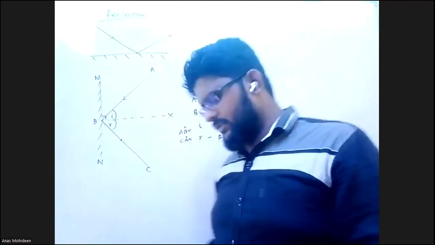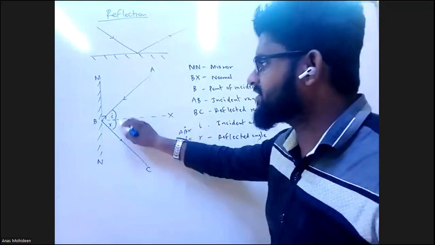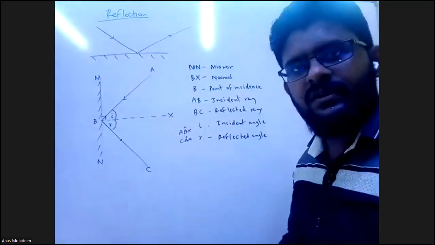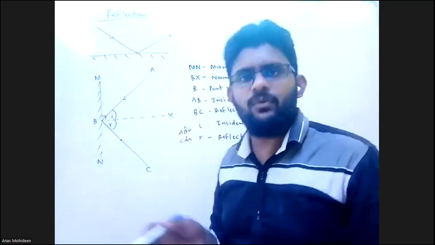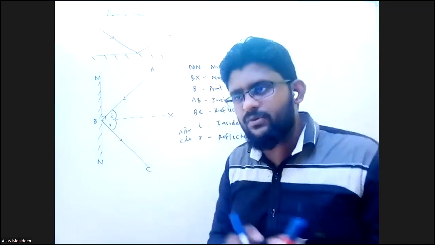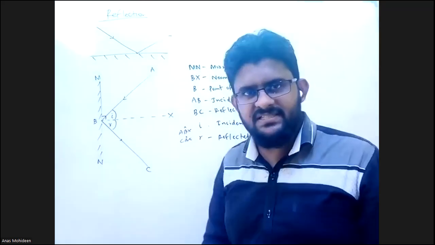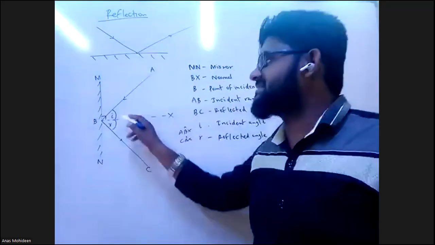And the second law says that the reflection angles are there, I mean incident and reflection. So I and R are equal. Angle of incidence is equal to angle of reflection. That is the second law.